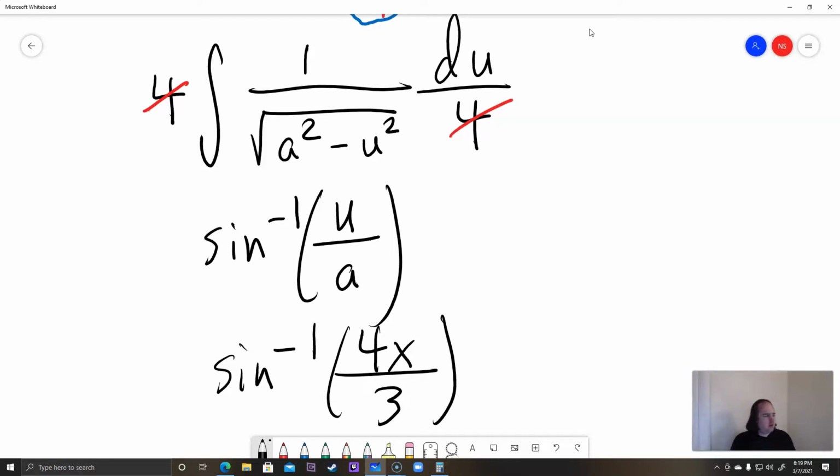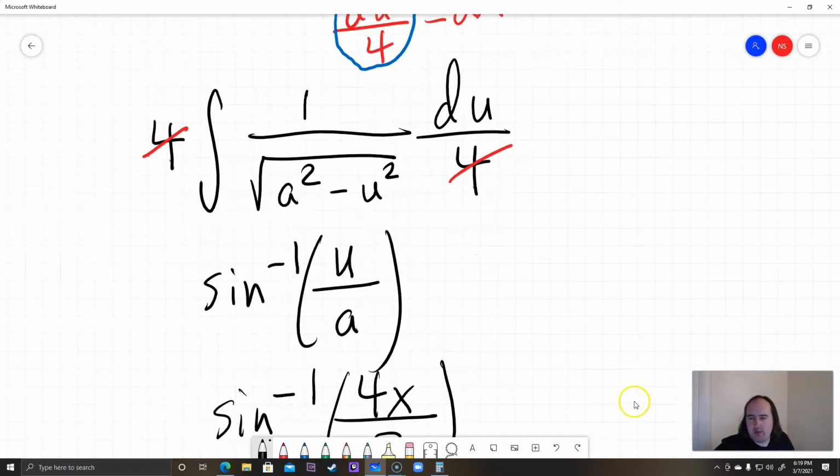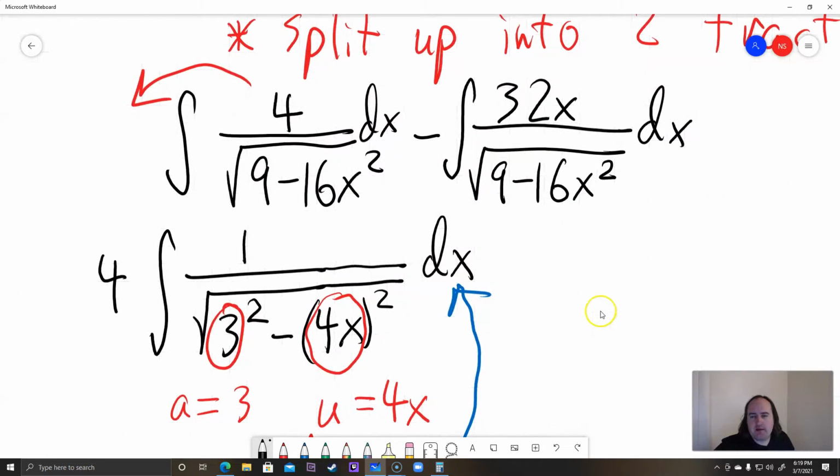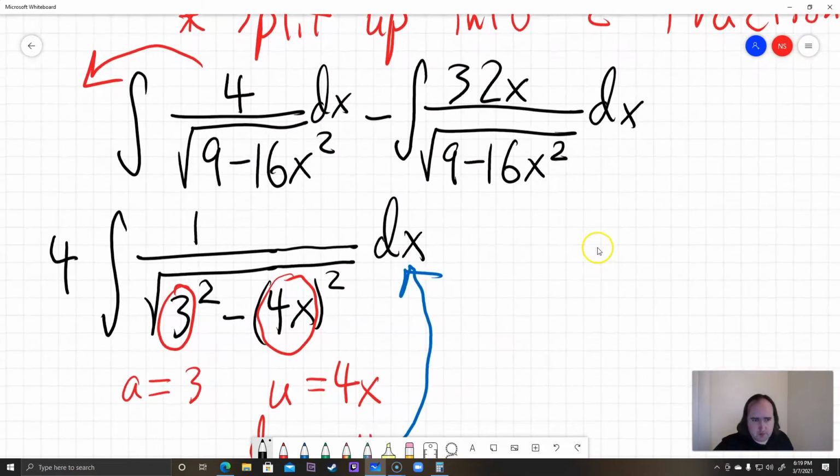Okay, and or sine inverse of 4/3 x, same thing. Okay, so that was the first integral. Now we need to work on the second integral. And then at the very end I'll write a plus c because it's an indefinite integral.